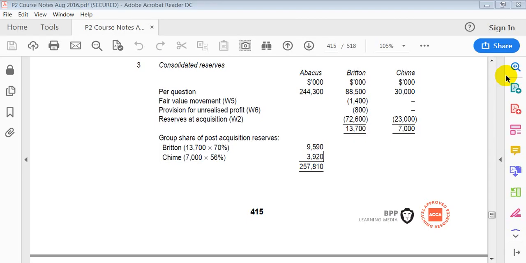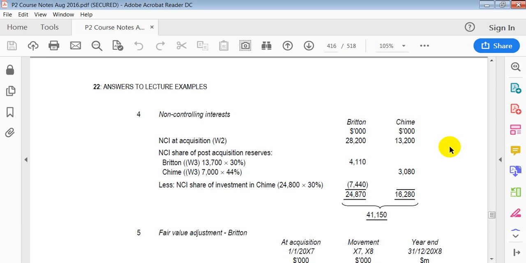We continue with complex groups. After the consolidated reserves, we then compute the non-controlling interest. The non-controlling interest, we pick the figures in the goodwill calculation, 28.2 and 13.2.